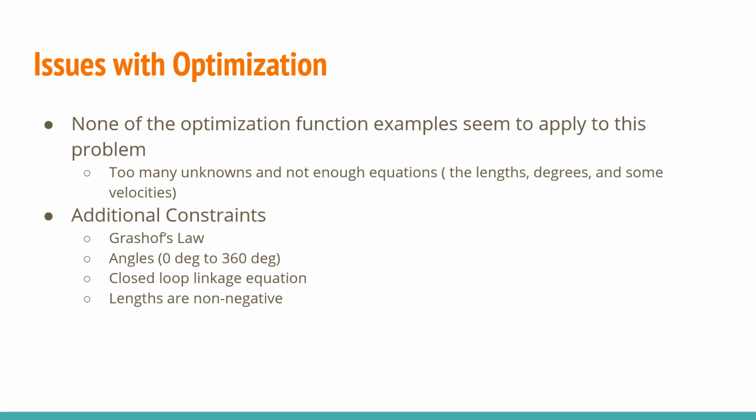And for additional constraints, which I have not worked with yet, Grashof's law, this is to ensure that the driven linkage can rotate in 360 degrees, making sure the angles don't go beyond what is feasible. The lengths are non-negative. There's no such thing as negative space in our physical world. And the closed loop linkage equation, which is just to make sure that it is bounded in some way.